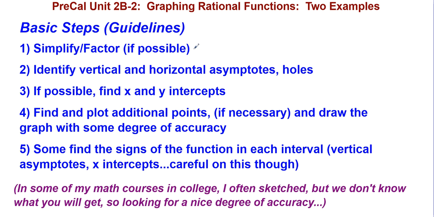First thing you do is simplify a factor if possible. Now, sometimes that's not always going to be the case. Sometimes you're going to have to do synthetic division or some other techniques to break down a cubic or quartic or whatever. You're going to identify vertical and horizontal asymptotes and the holes.